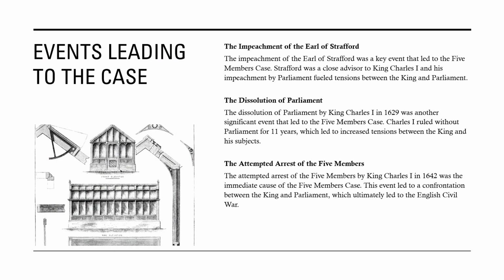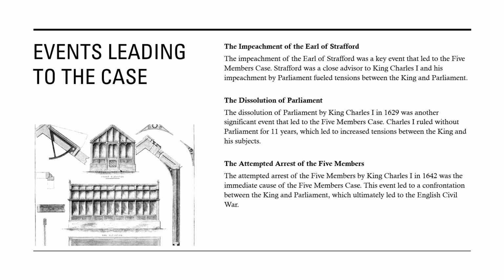Events leading to the case. The impeachment of the Earl of Strafford. The impeachment of the Earl of Strafford was a key event that led to the Five Members Case. Strafford was a close advisor to King Charles I, and his impeachment by Parliament fueled tensions between the King and Parliament. The dissolution of Parliament.